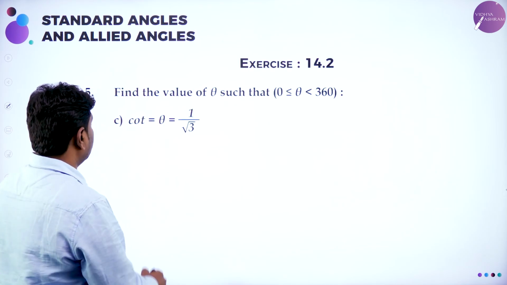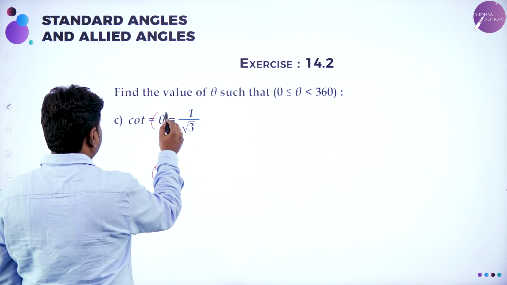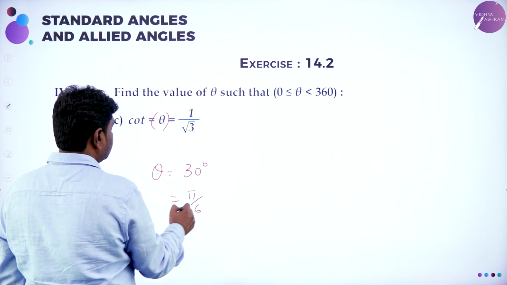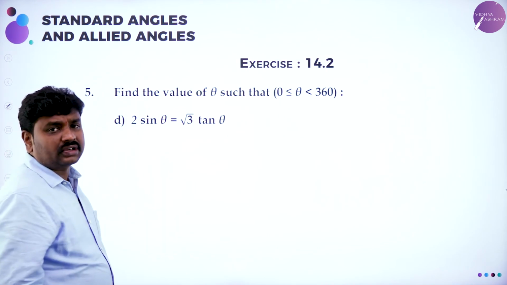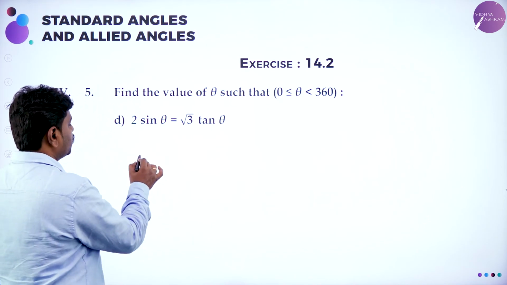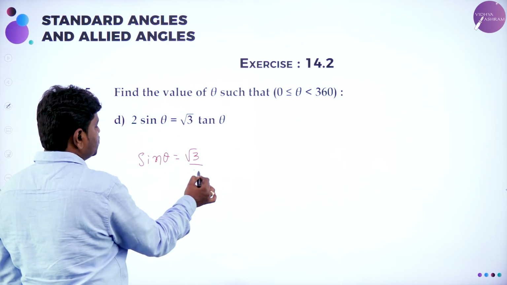Then cot theta is this. Cot theta is 1 by root 3. Theta is what? In the cot table, where will you get 1 by root 3? At 30 degrees. 30 means what? Pi by 6. Then 2 sin theta is equal to root 3 tan theta. They want theta within 0 to 360 degrees. So can I write sin theta is equal to root 3, transfer 2 to the RHS, it will become divided by 2.